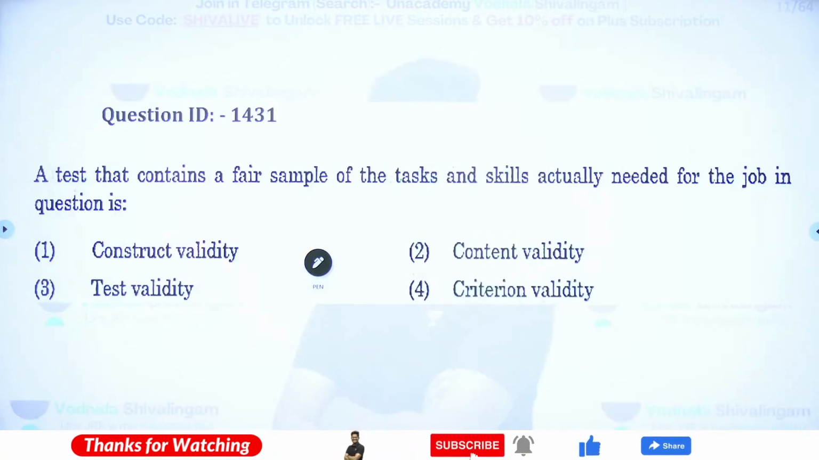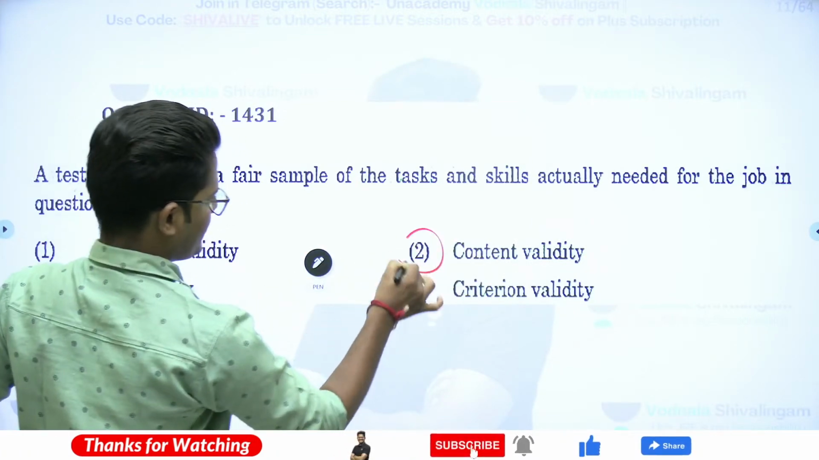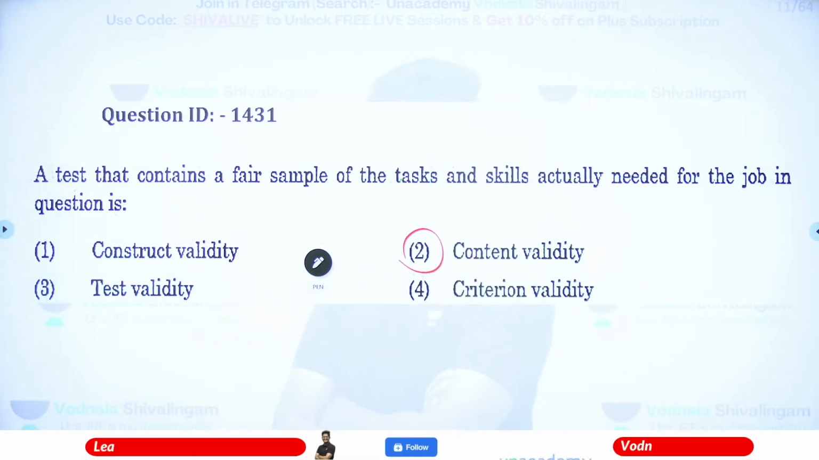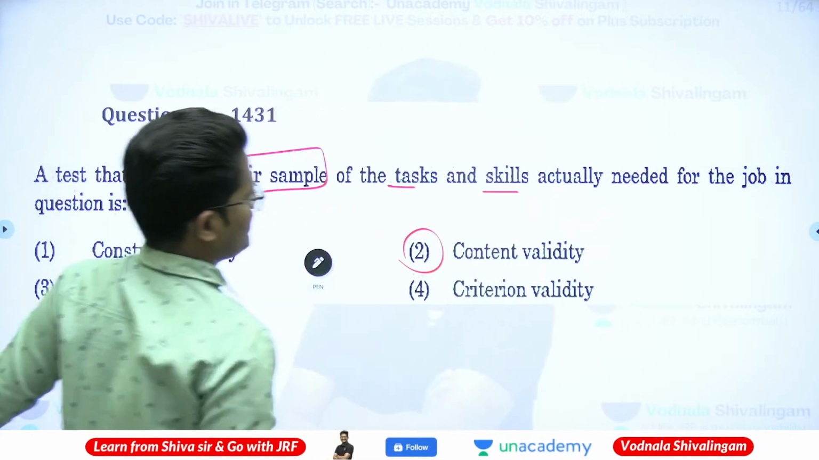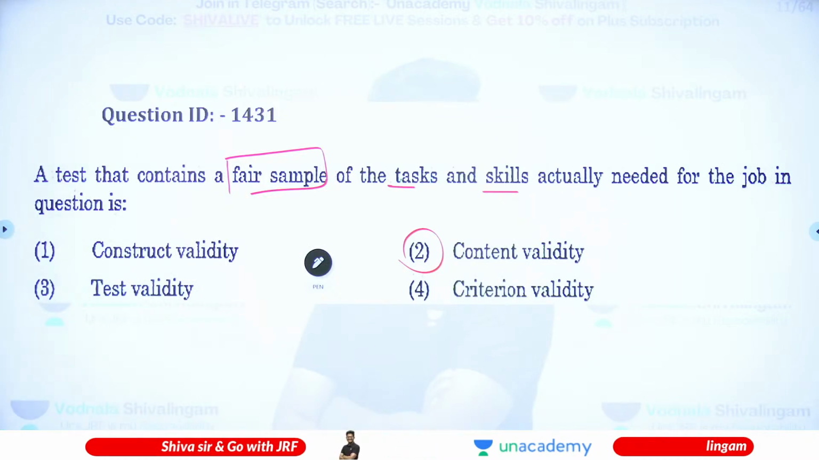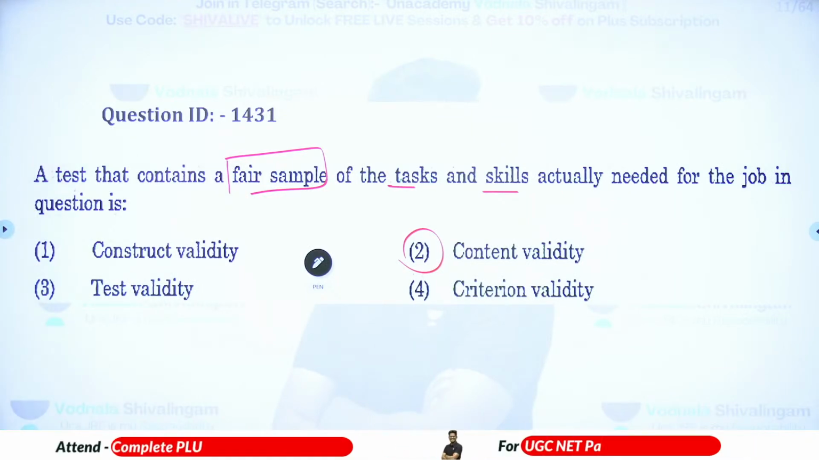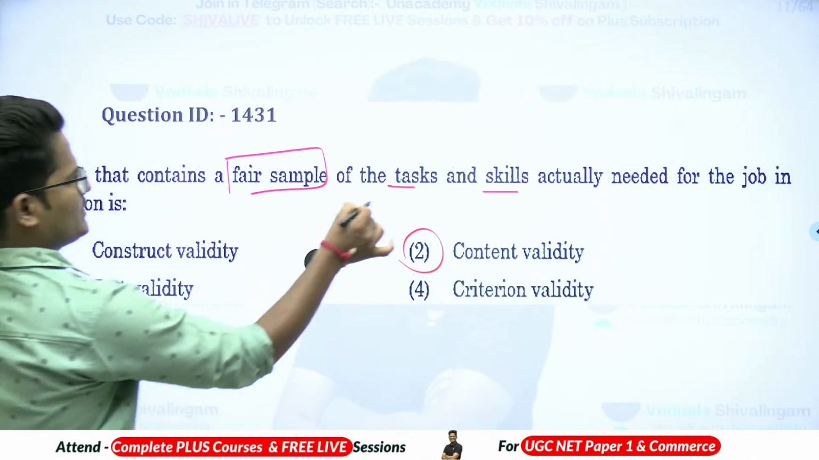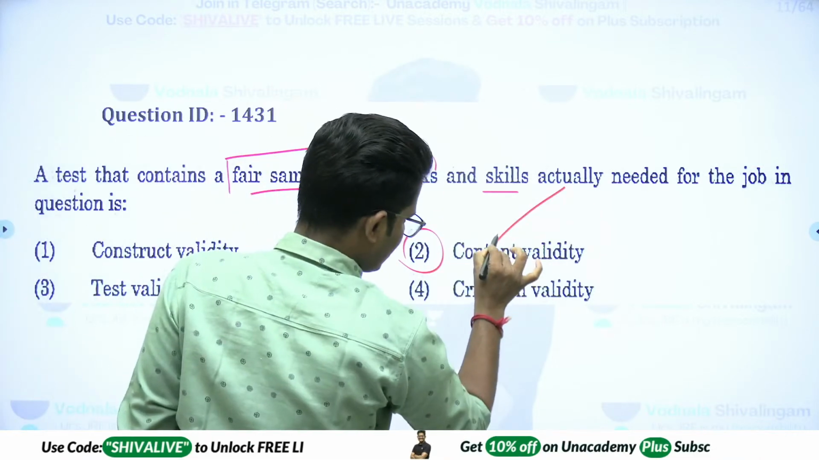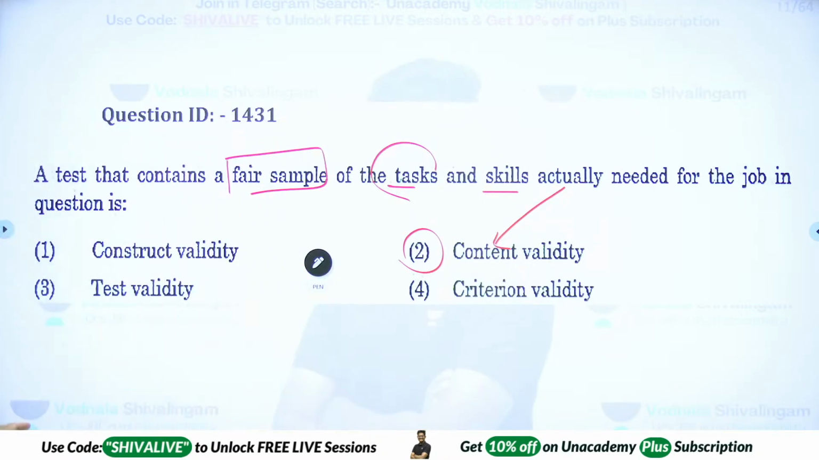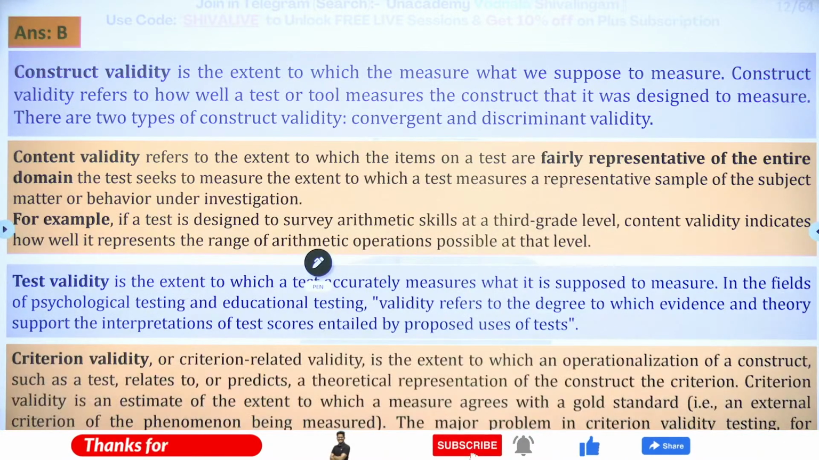So the answer will be B, that is content validity. A test that contains a fair sample of the tasks and skills actually needed for the job in question is content validity. When they talk about the tasks and skills actually needed, they mean the content actually needed to execute the task.